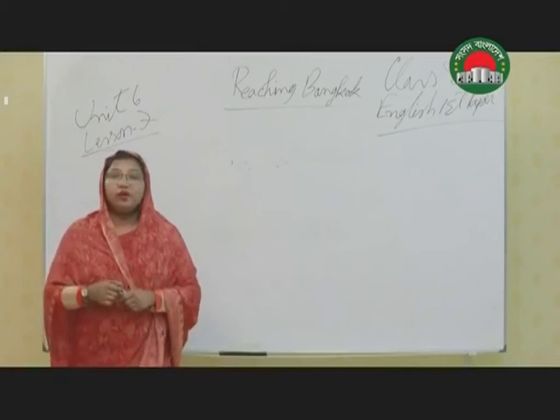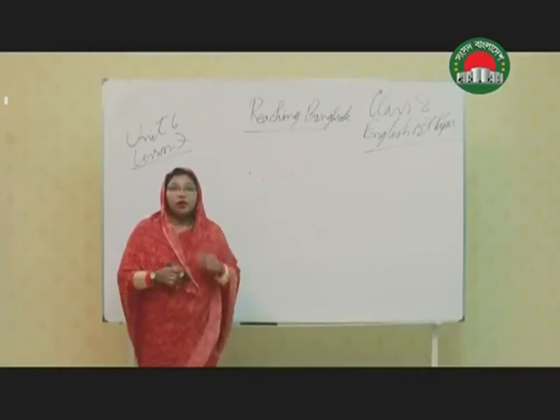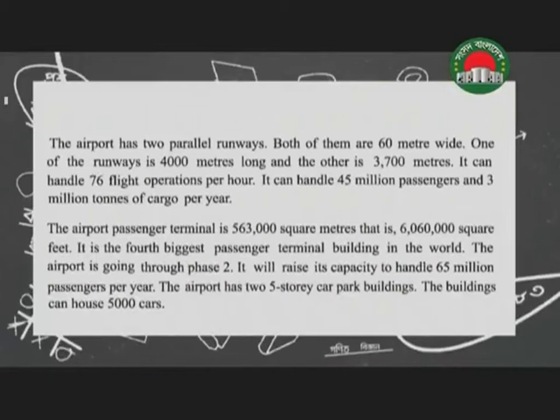Dear students, you have completed your writing. Now look at the picture. Here is some important information about the airport Suvarnabhumi. The airport has two parallel runways. In the text it's described, and both the runways are 60 meters wide. One of the runways is 4,000 meters long and the other is 3,700 meters.